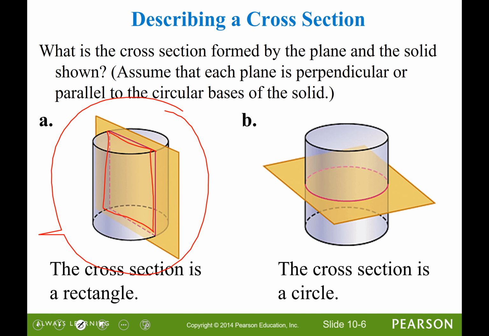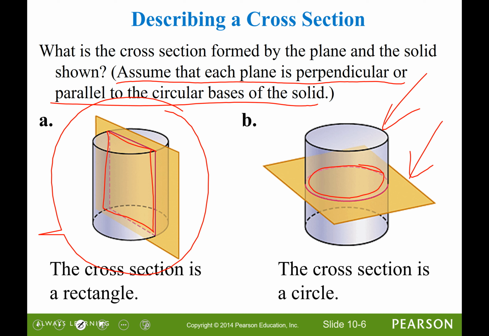If you said circle, nice work. This cylinder is being cut by this plane. The resulting cross section is right here, which is a circle. And we know it's not an oval based off this. In this, assume that each plane is perpendicular or parallel to the circular bases. So that makes it a circle, not an oval.